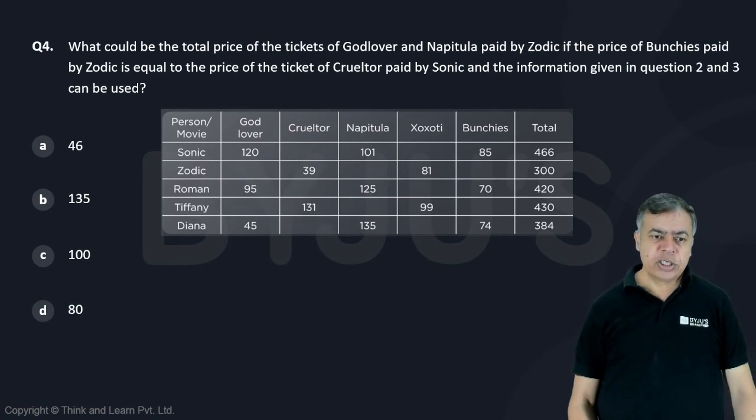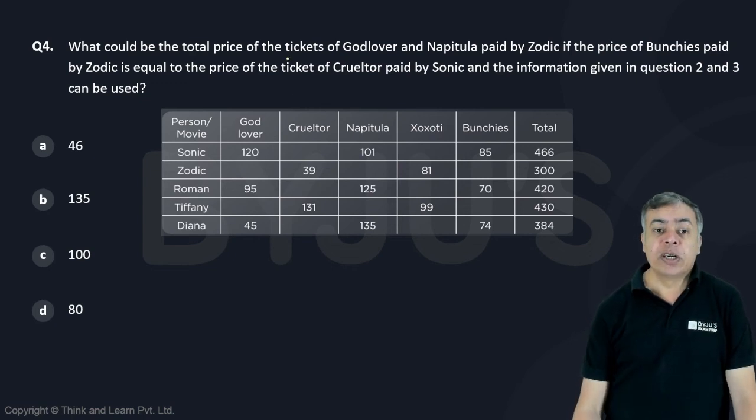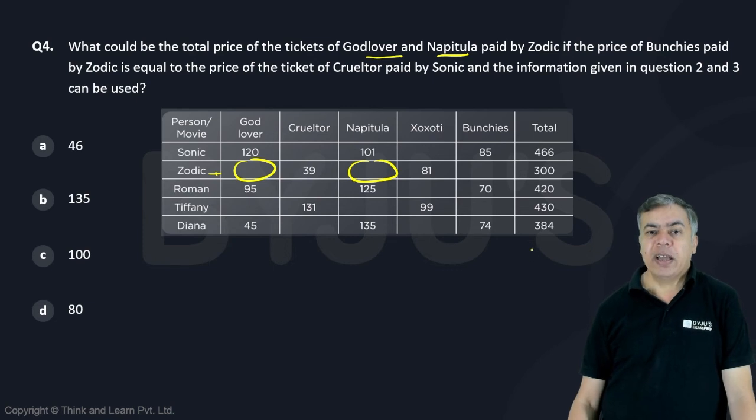Okay, see this question now. This question says, what could be the total price of the tickets of G and N paid by Z, if the price of B paid by Z is equal to the price of ticket for C paid by S? Okay, so here, now he's saying the information given in question 2 and 3 can be used.